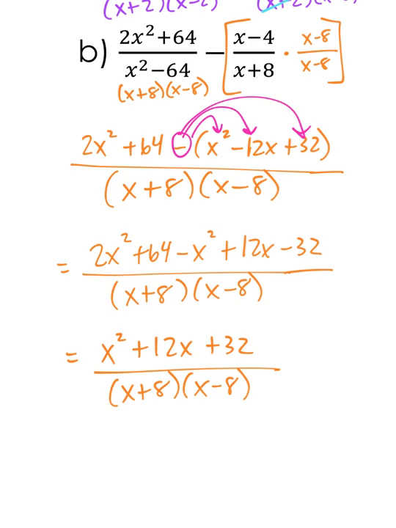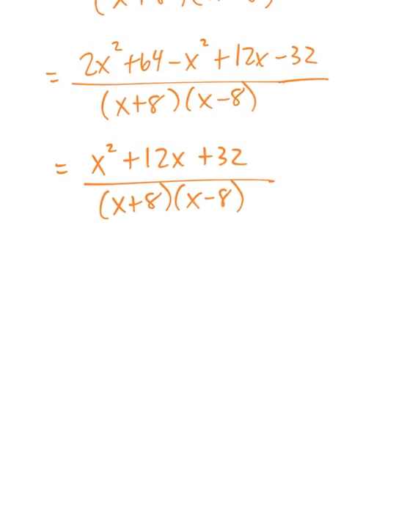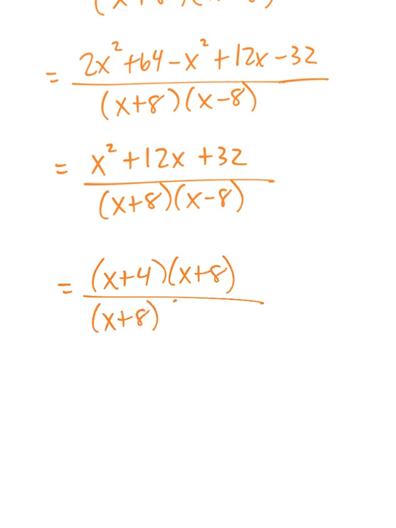And now I'm going to factor my numerator. So this factors to x plus 4 times x plus 8, again over my common denominator. And now I have a factor I can cancel. I have x plus 8 on the top and the bottom. That becomes 1. So my final answer is x plus 4 divided by x minus 8.